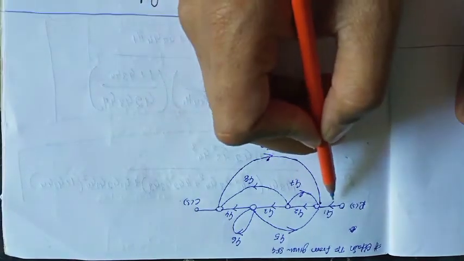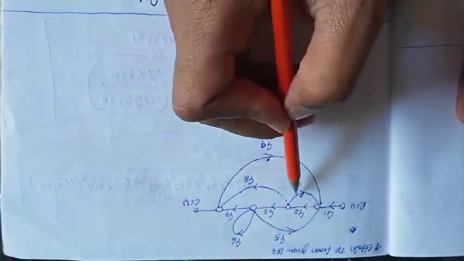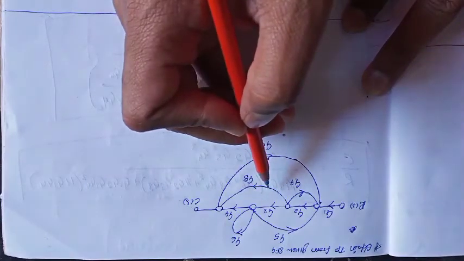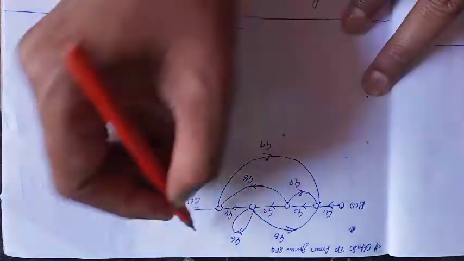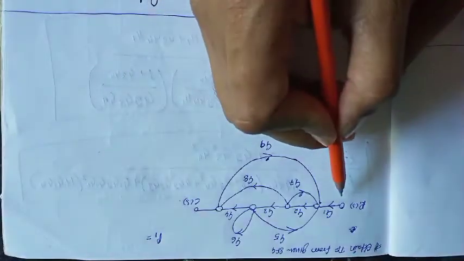Hello friends, this is problem number 3. Obtain the transfer function from the given signal flow graph. Here the signal flow graph is already given. The first step is to find the number of forward paths, that is P1.